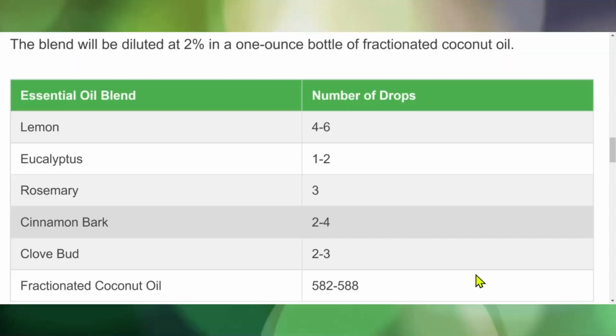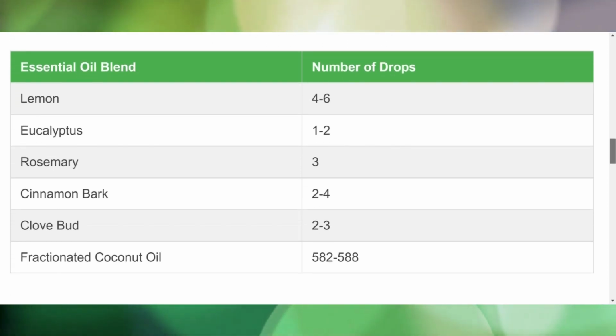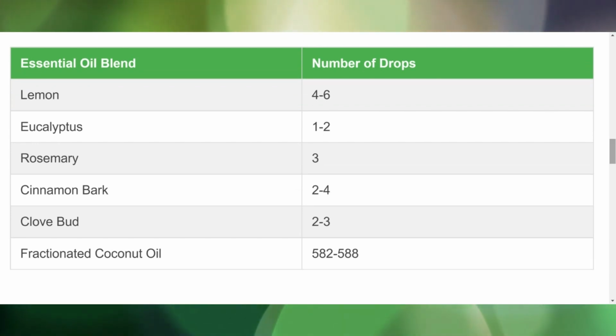Now the eucalyptus is going to be Eucalyptus globulus. I'm going to use 1 to 2 drops. Rosemary, I've got 3 drops. Cinnamon bark, I have 2 to 4 drops. Clove bud, I have 2 to 3 drops. And then the fractionated coconut oil is just going to fill up the rest of the space. And I'm going to just go ahead and approximate that it's going to be about 582 drops to 588 drops.